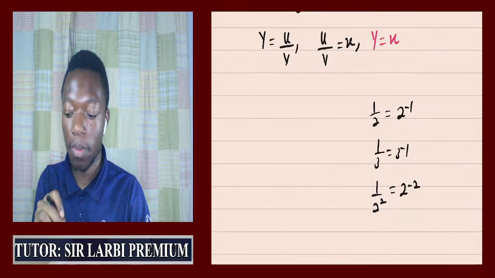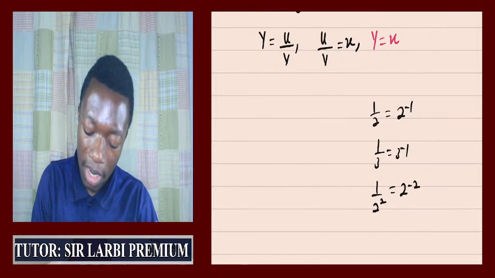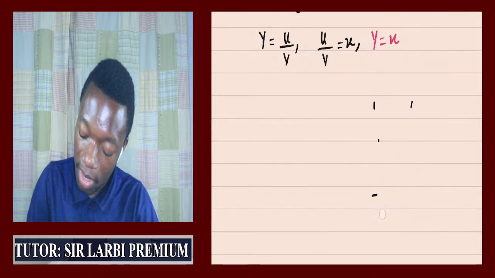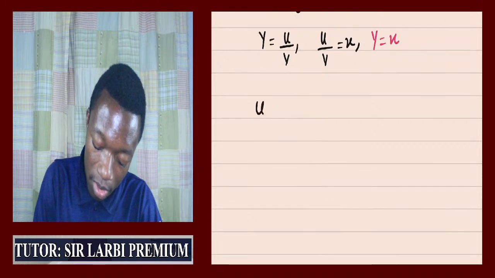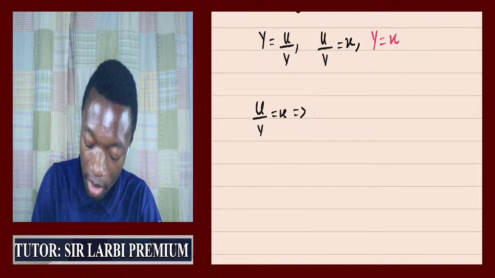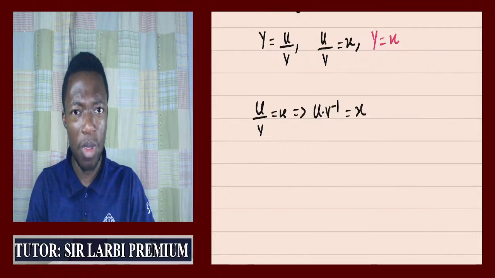So let's flow. So that is what we are trying to build up here. That means that if I have u over v, I can also write u over v is equal to x in this form. So I can say that my u over v, which is equal to x, can also be written as u multiplying v to the power negative 1, and that should be equal to x. I hope you are following that.